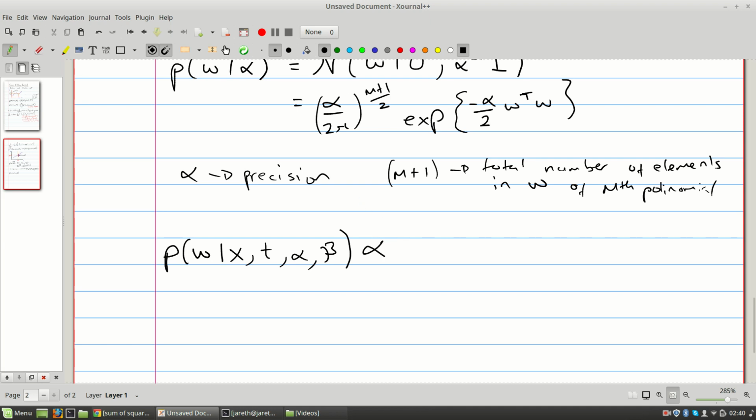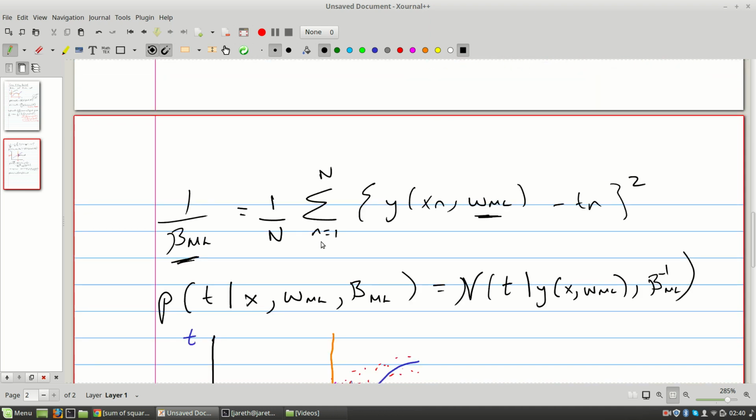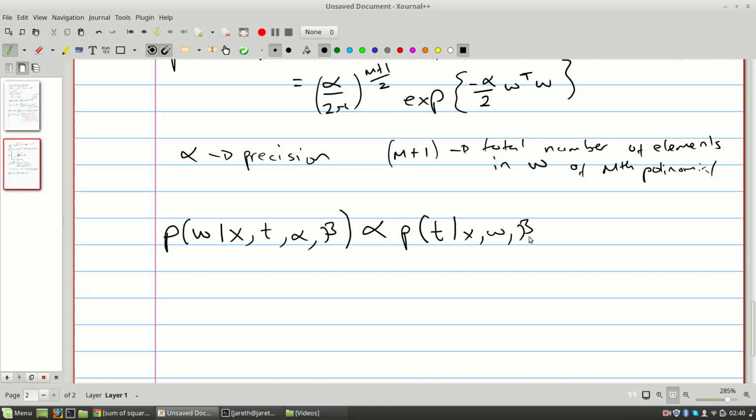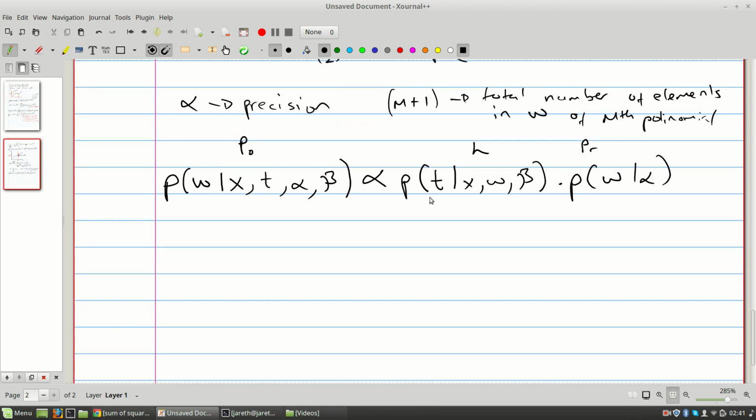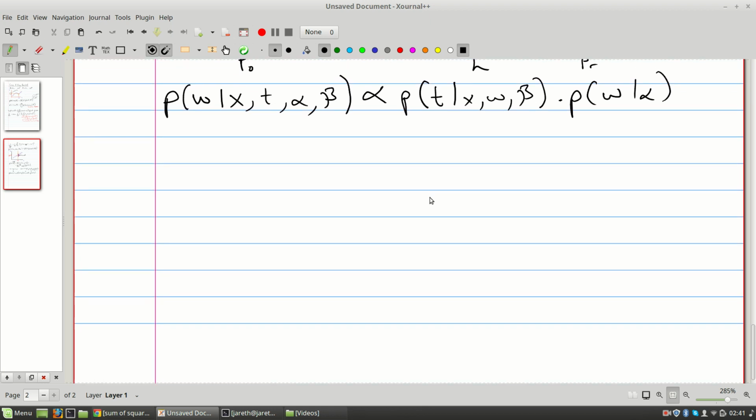And we say this is proportional to our likelihood, which is the probability of t, which we said is given by x, comma w and beta. That's what our likelihood is. So we take our likelihood and we multiply it by our prior. So this is our likelihood, this is our prior, and this is our posterior, right? This is something that we had also discussed before. So again, nothing new here.